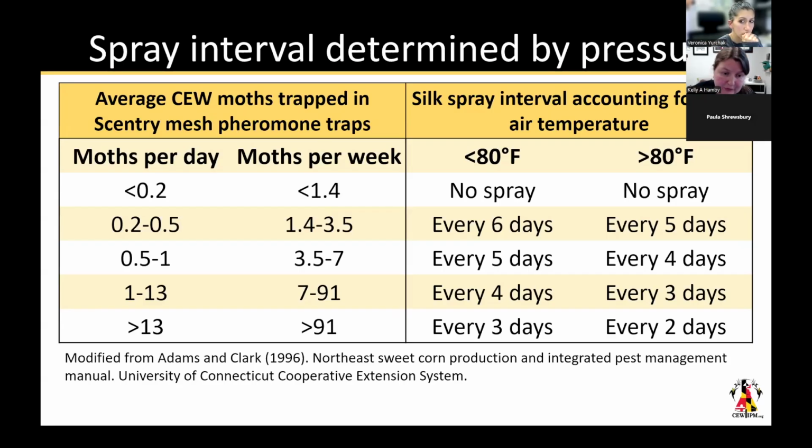And that threshold also gets even more conservative as temperatures warm, because as Veronica mentioned, the silk continues to grow. And so you have this unprotected silk coming out, and that will grow faster when it's warmer. And as I mentioned, the caterpillars also grow faster when it's warmer, so they could get down into the ear a little bit faster. So that's where we would tighten the intervals when it's warmer.